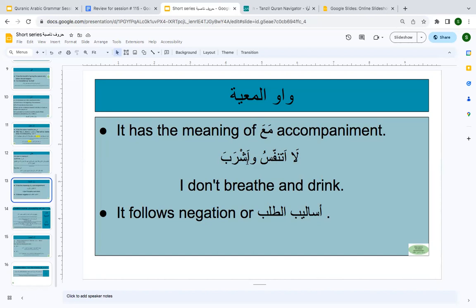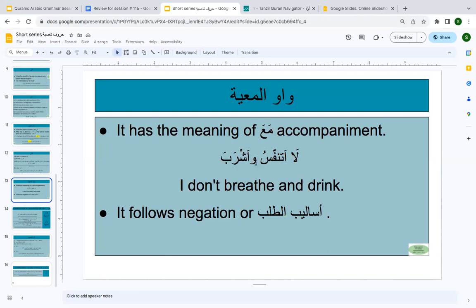Here you will see the two actions occurring at the same time. There are two that happen together. For example, the sentence that I have in front of you is, I do not breathe and drink. I do not do these two things together. So when you get that meaning, the waw that you see here is going to be called wawul ma'iyya, and you will see a mudare mansoob after it. There is a hidden an after this waw that is going to make mudare mansoob.